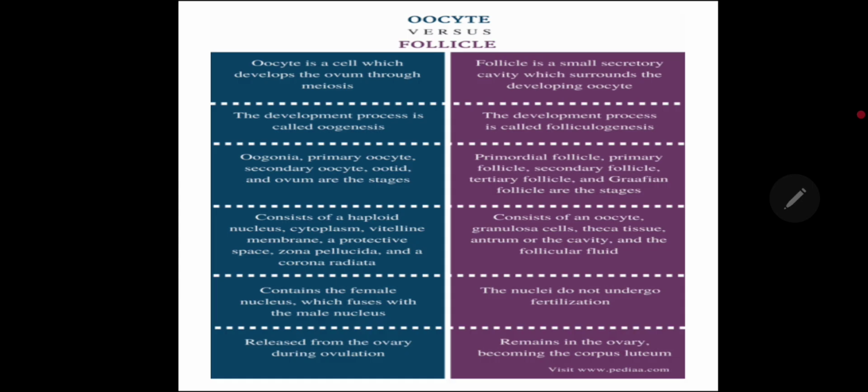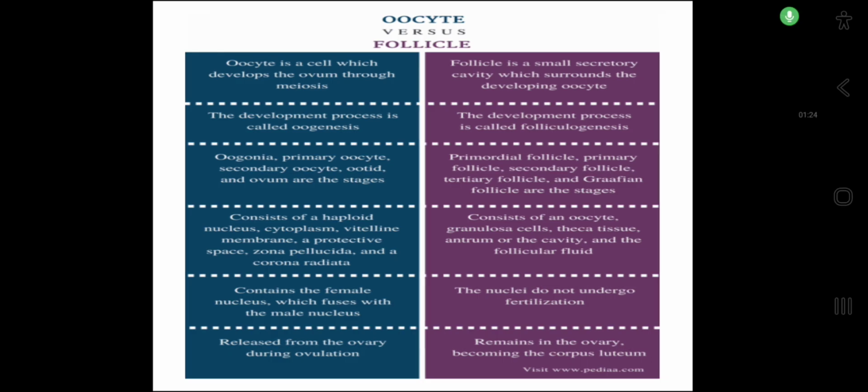To differentiate between oocyte and follicle, we revise this diagram. The oocyte is a cell which develops into an ovum through meiosis. The developmental process of the oocyte is called oogenesis. Oogenesis involves oogonia, which differentiate into primary, then secondary oocyte, ootid, and the mature ovum, which is ready for fertilization. The ovum has a haploid nucleus, cytoplasm, vitelline membrane, perivitelline space, zona pellucida, and corona radiata. The ovum contains the female nucleus, which fuses with the sperm to form the zygote.